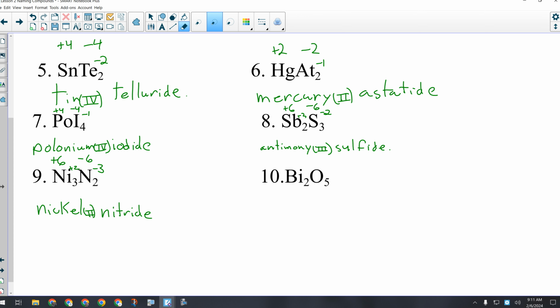All right, and then our last one here, we got bismuth. Okay, and we've got oxygen, so that'll be bismuth something oxide. Okay, oxygen is in group 16, where everything is a -2. So how many negative charges do I have here? I have 10 negative charges here. All right, that means that we've got to get 10 positive charges out of that bismuth. Okay, sorry, out of those 2 bismuths. So 10 divided by 2 is 5. So this is bismuth V oxide.